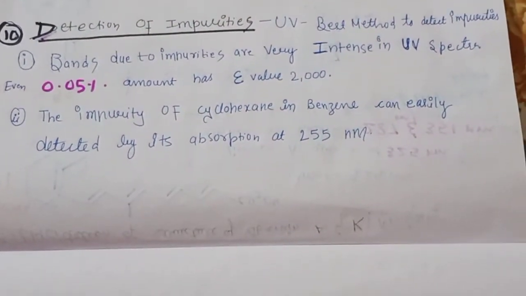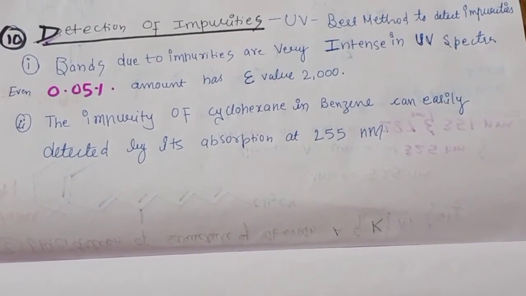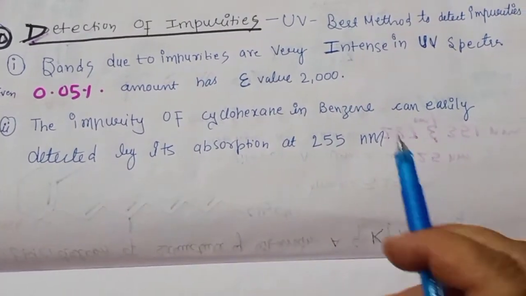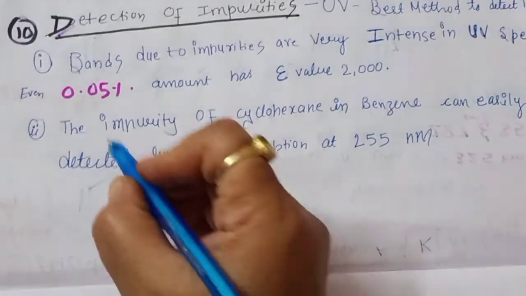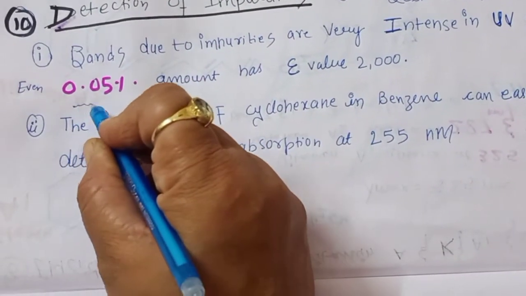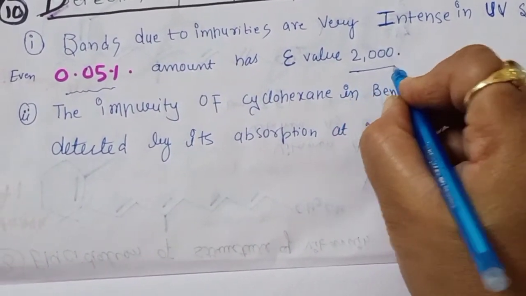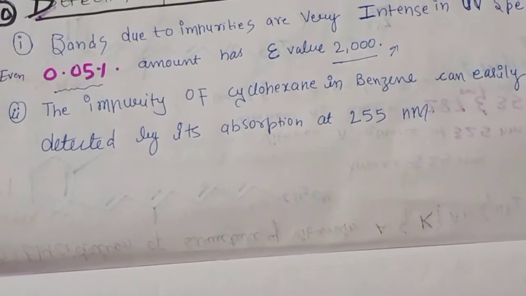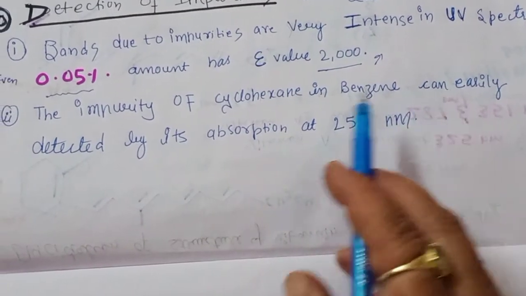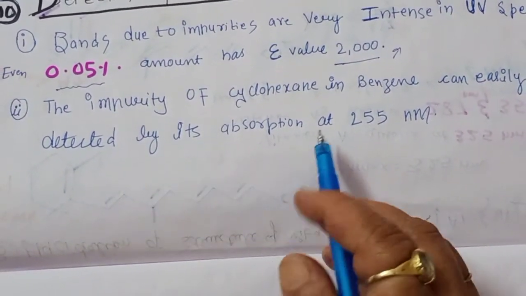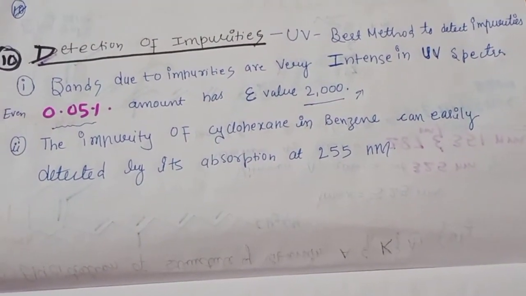Next is the detection of impurities. In ultraviolet spectroscopy, it is a very important tool for identification of impurities in any particular sample. Suppose even 0.05% impurity is present in the sample, it can give epsilon values up to 2000, meaning even a small impurity can be easily detected. The impurities of cyclohexane in benzene can also be detected by its absorption at 255 nanometers. So if any impurities are present, we can easily identify them with the help of the UV spectrum.